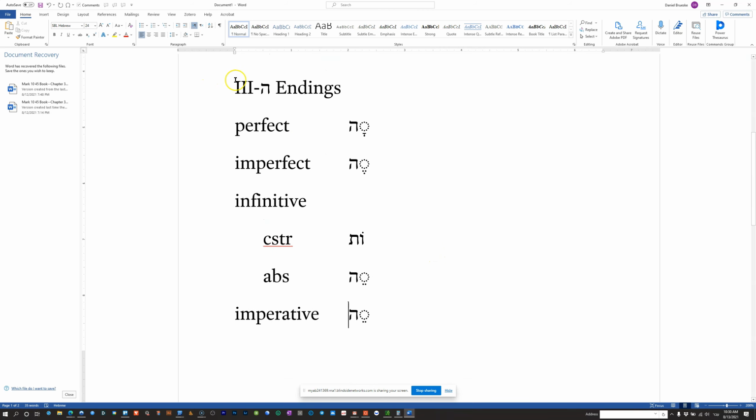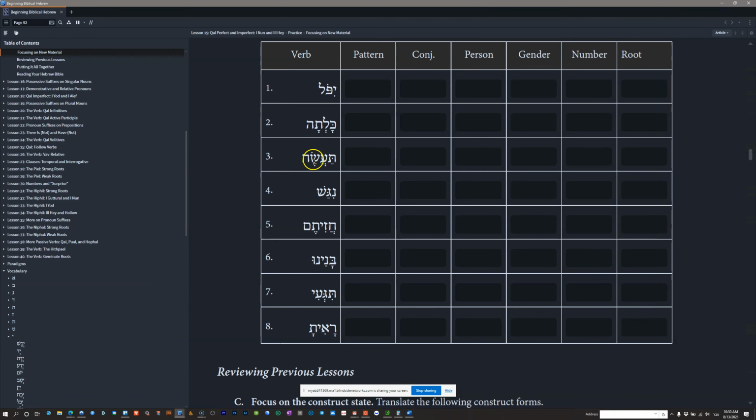So what you're going to see is that III-Hey endings, when they have no suffix, they're going to look a little bit different depending on the conjugation. In the perfect, they'll look like a qamets hey. In the imperfect, they'll look like a segol hey. In the infinitive construct, they'll look like a holam vav tav. Infinitive absolute, they'll look like a tsere. And in the imperative, they'll look like a tsere. But again, we'll get to these next semester. These are the only ones you need to know about now. But that's why we have a segol here instead of a qamets, because we're in the imperfect conjugation. All right, so we know we're in the Qal imperfect. We know that we're in the III-Hey or the 2ms.